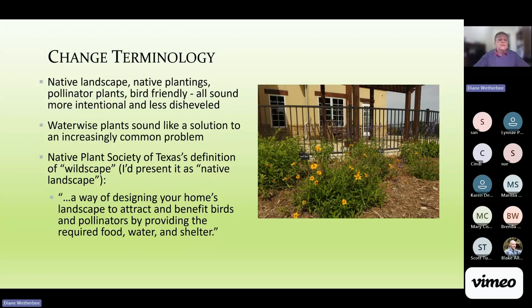The Native Plant Society has a definition of wildscape. And again, I would change that term from wildscape to native landscape. They define it as a way of designing your home's landscape to attract and benefit birds and pollinators by providing the required food, water, and shelter. I mean, who wouldn't want to do that, right? We all want to benefit the birds and the pollinators.